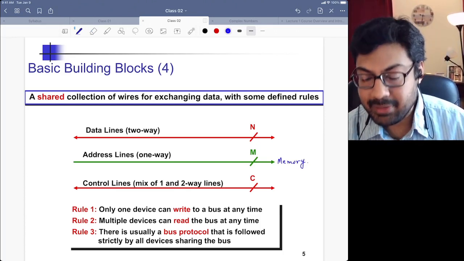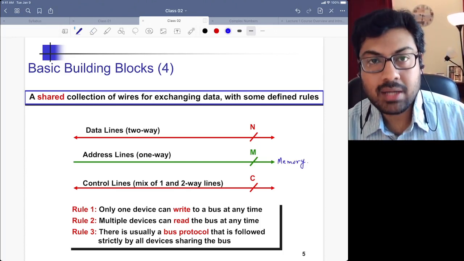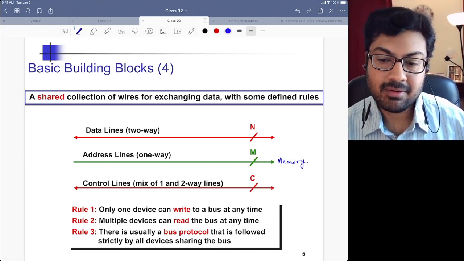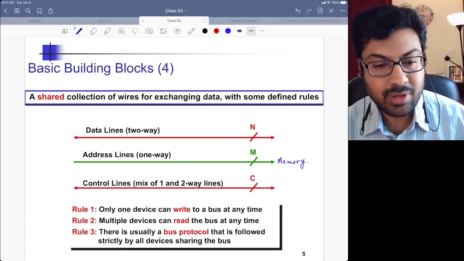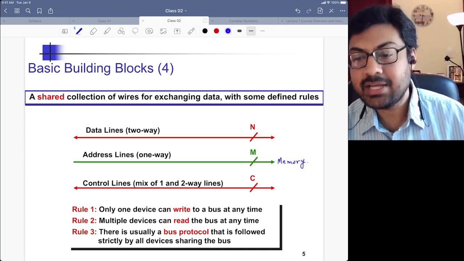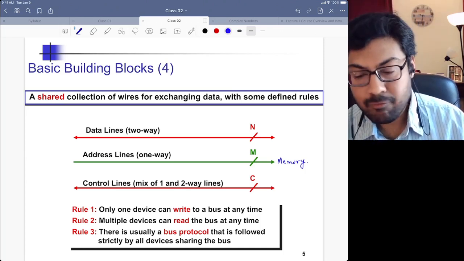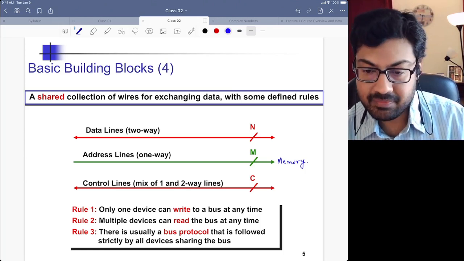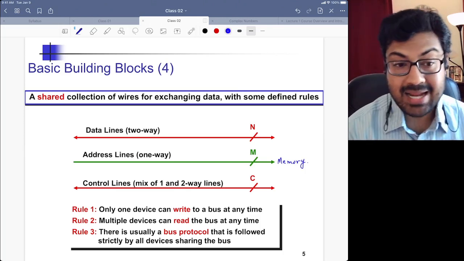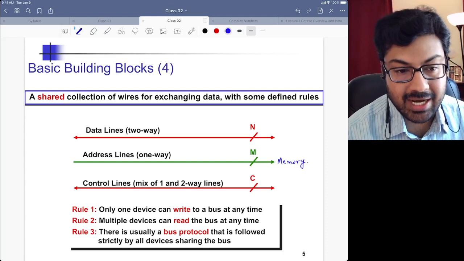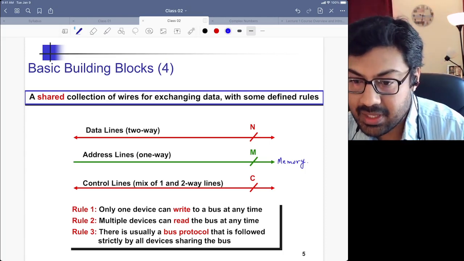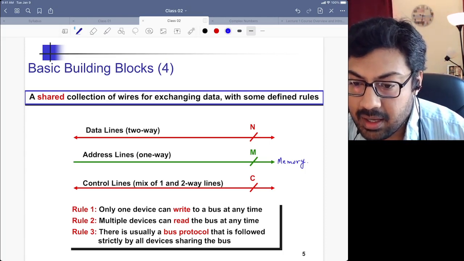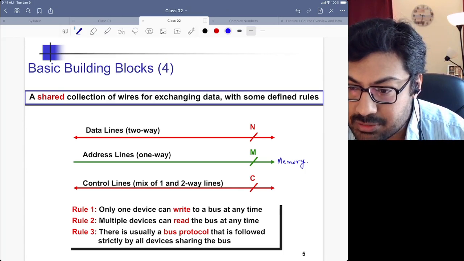And when you think about memory, what can you do with a memory? Only 2 things. Either you can read from the memory or you can write to the memory. For both of them, it is going to need an address. But that address is only going to be directed towards the memory, because there is no need to send address backwards.